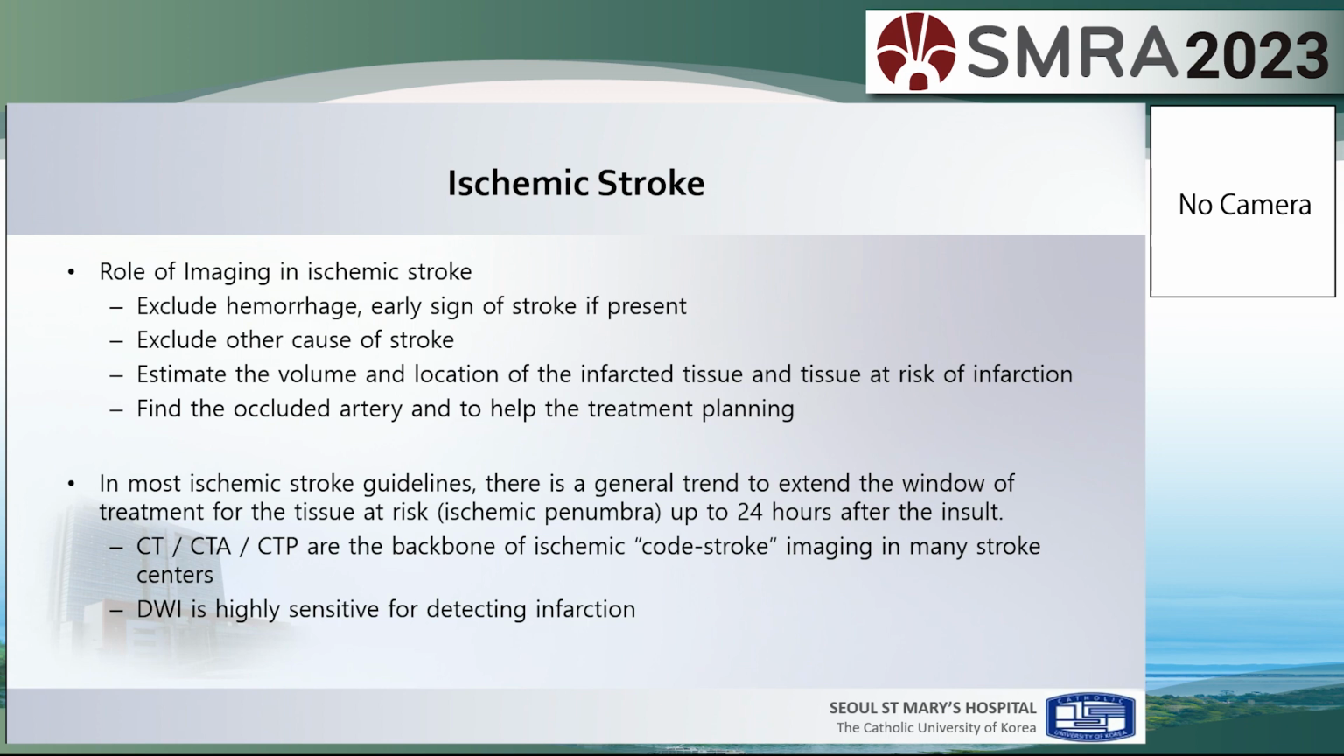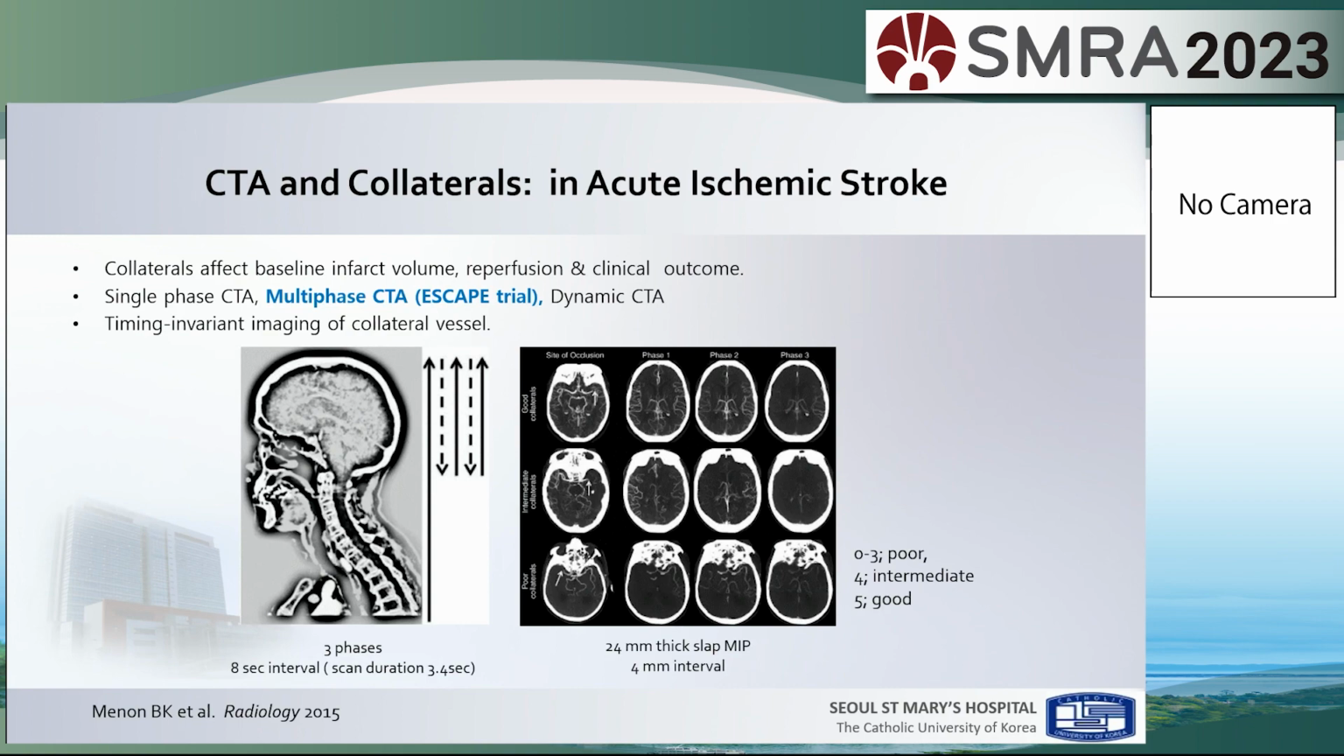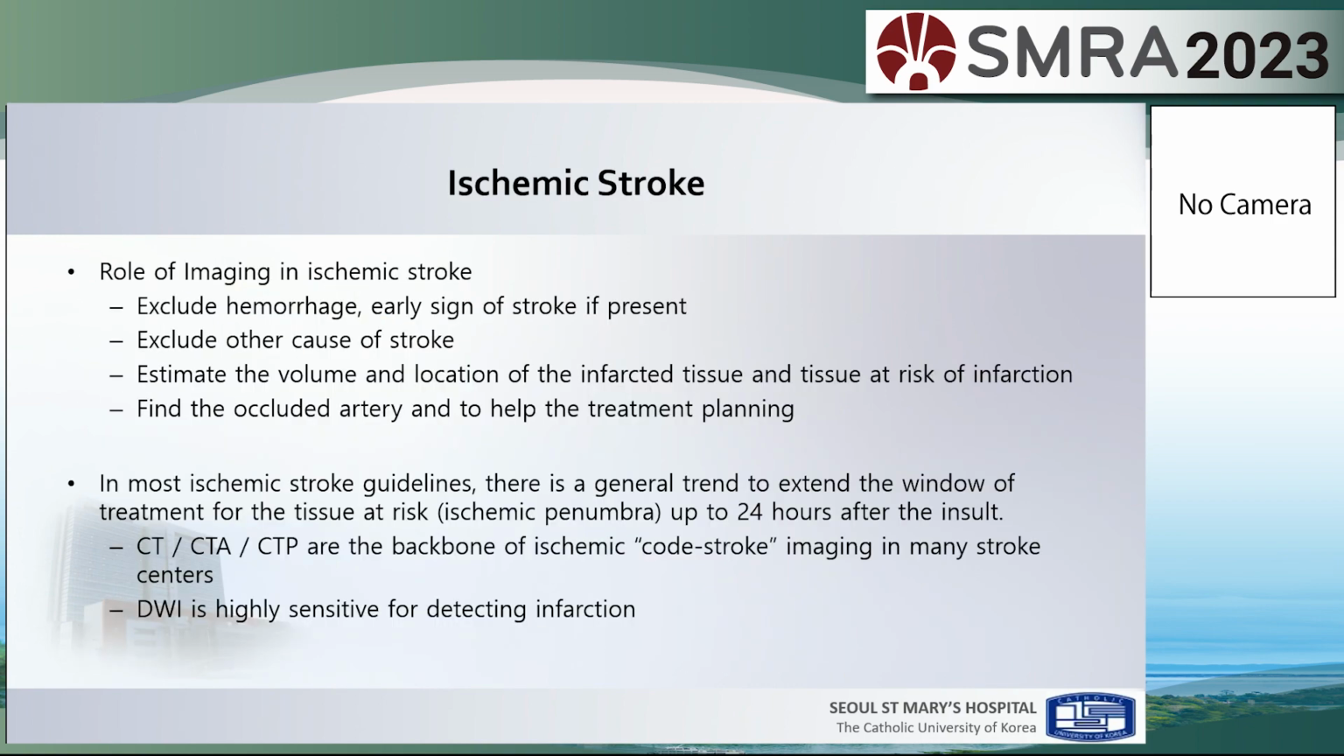Let's get back to the clinical application. For the ischemic stroke, the role of imaging in ischemic stroke is to exclude hemorrhage and exclude other causes of stroke, estimate the volume and location of the infarcted tissue and tissue at risk, and find the occluded artery for treatment planning. The MRI angiography can give this.